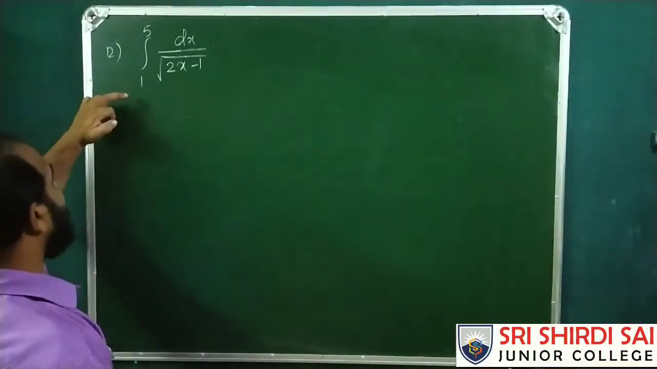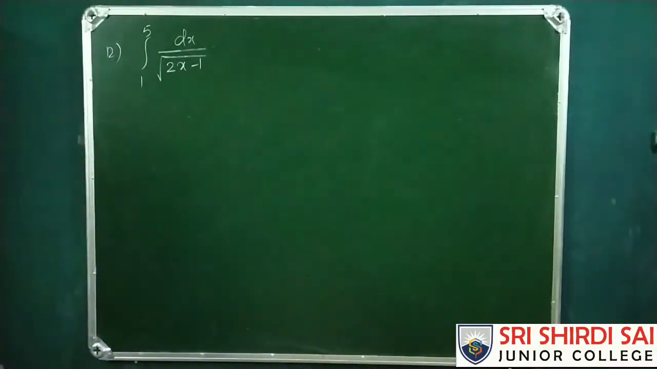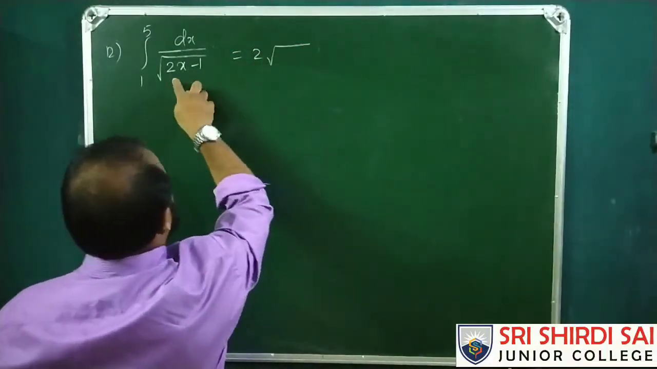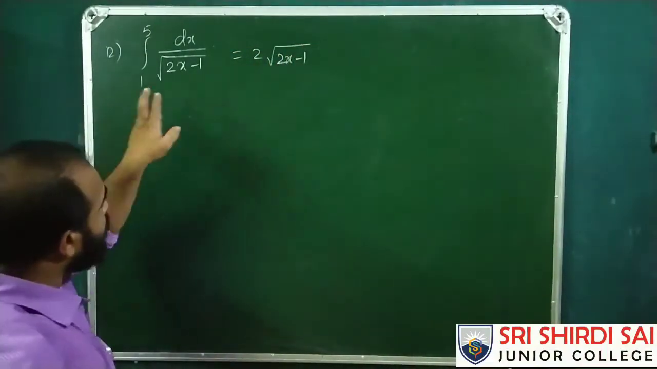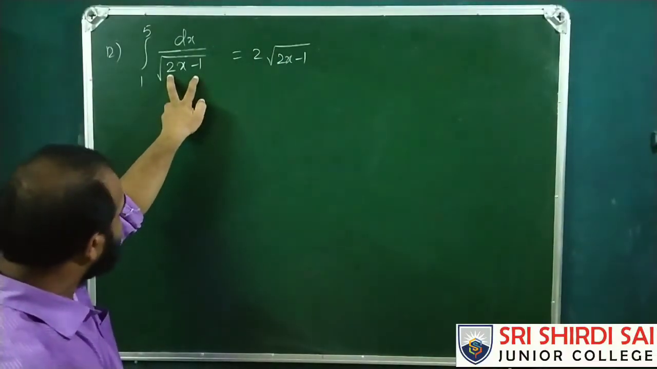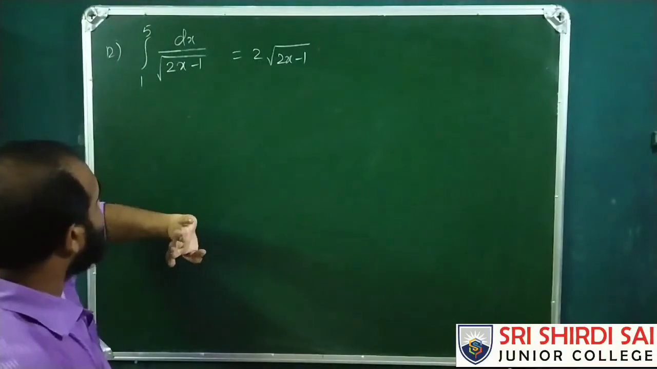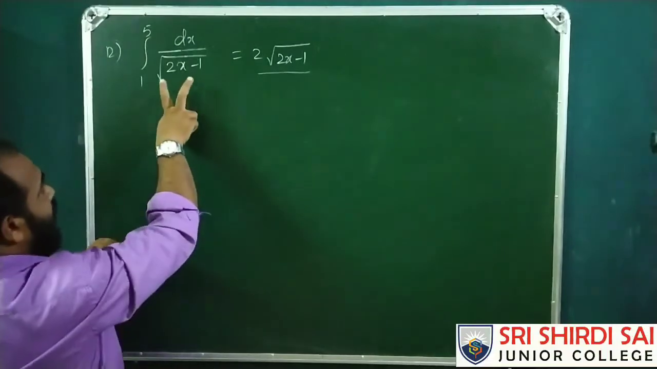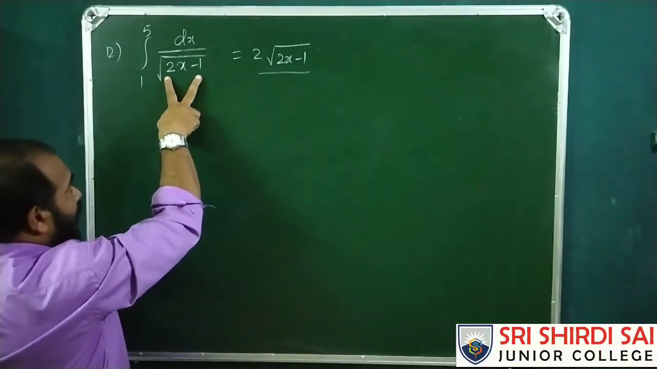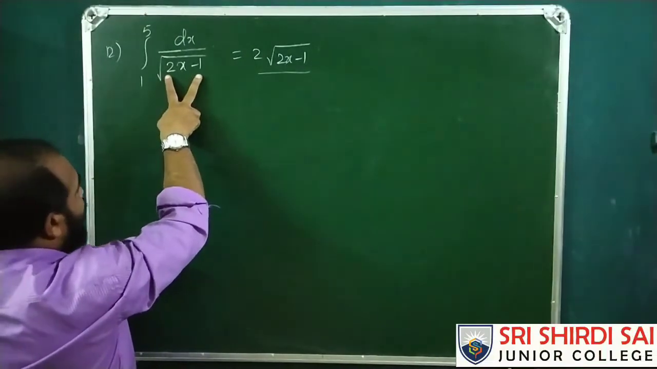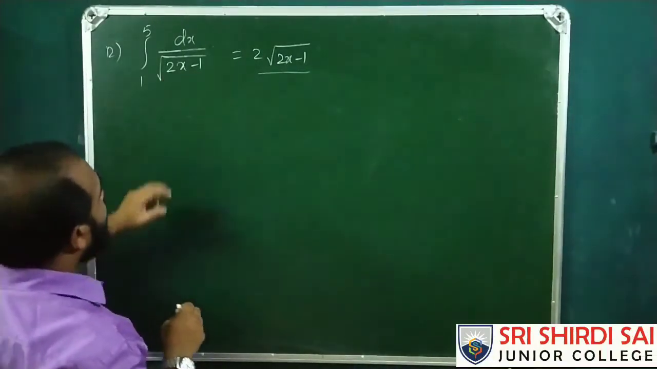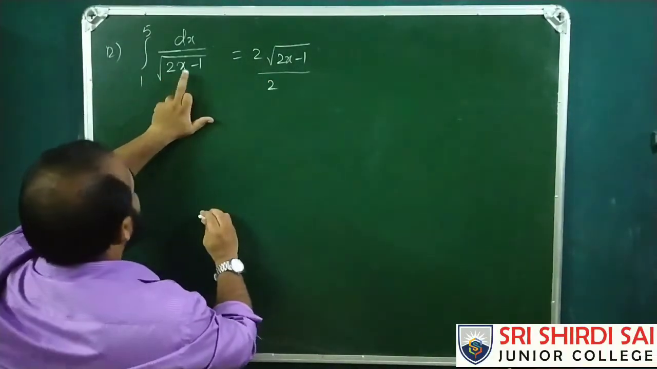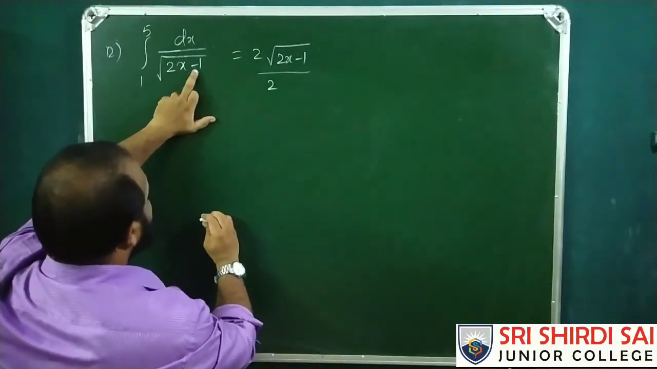The next question is the integral from 1 to 5 of dx by root 2x minus 1. So it is of the form integral of 1 by root x, where x is 2x minus 1. Since we have taken it to be x, it has become integral 1 by root x, and we need to divide it by its derivative. So d by dx of 2x minus 1: the derivative of 2x is 2, of minus 1 is 0.